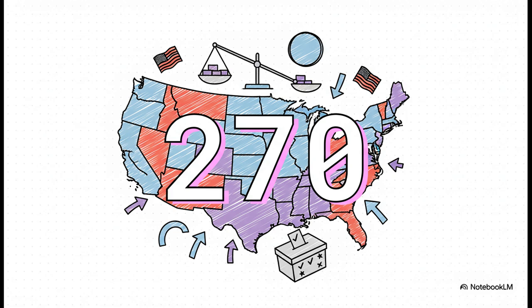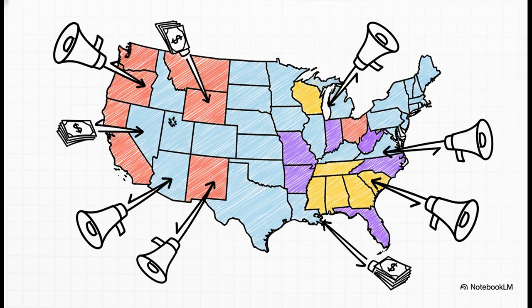In the United States, this is the only number that really matters: 270. See, it's not about winning the most individual votes nationwide. Nope. It's about winning a majority in something called the Electoral College, which is made up of 538 electors awarded state by state. If you get to 270, you win. That's the game.